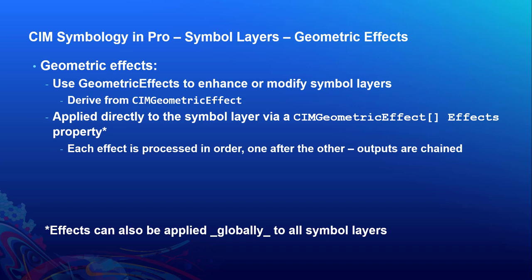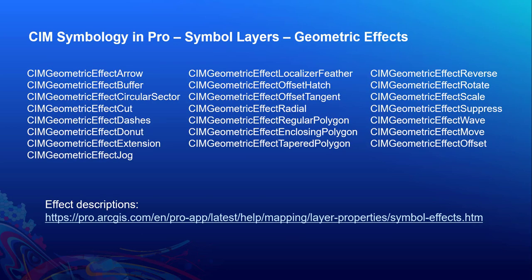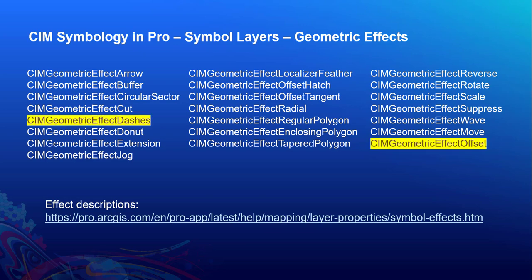You can also apply effects globally to the entire symbol, not just to individual symbol layers, but I don't really discuss that in the session. The end result is the same. It's just that whatever the effect is, it is applied equally to all symbol layers in the symbol if it's a global effect. There are a large number of effects. Specifically, I'll look at two of the most common: CIM geometric effect dashes, CIM geometric effect offset. I also have in the example code the use of CIM geometric effect move.